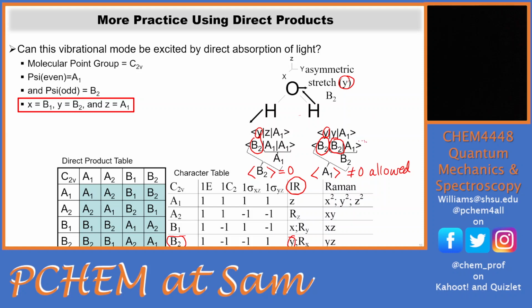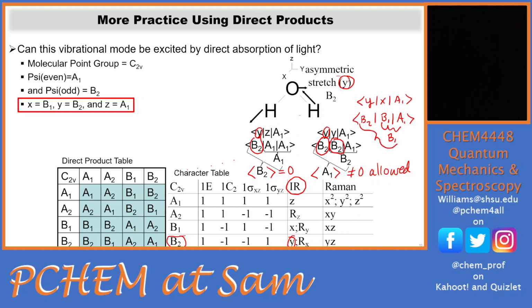We didn't do X because it's not going to yield anything, but let's go ahead and do it just for grins. The symmetry setup for X is going to be, let's write it out, Y and X and A1. So our motion is B2, X is B1, and our lower state is A1. So A1 times B1 is B1. I don't even need the direct product table for that because anything times A1 is itself. So A1 is kind of like plus 1. I'm multiplying by plus 1. Okay. And then I have B1 times B2. Now that one I'm going to have to look up.